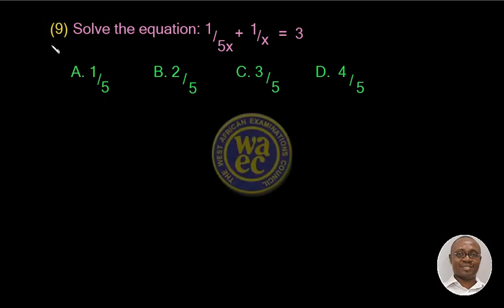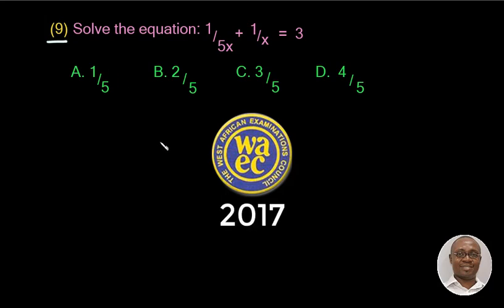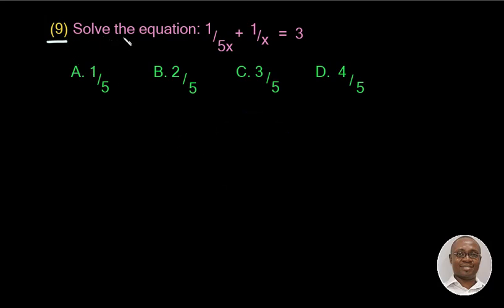I am Oluwa Kemi and this is question 9 of the WAEC 2017. And the question goes thus: solve the equation 1 over 5x plus 1 over x equals x. What we're really looking for is to solve for x.